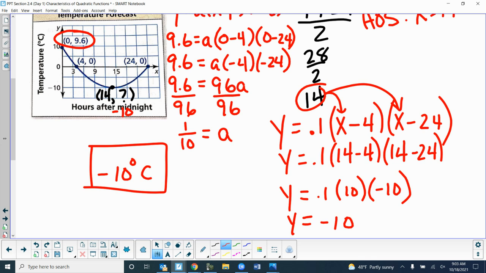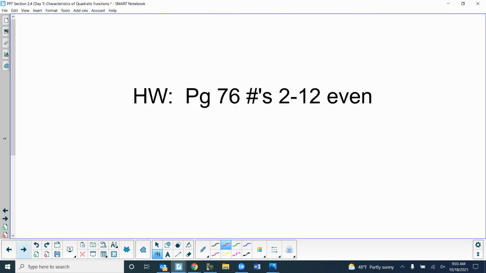Do these examples make sense? That's all we're doing tonight, those types of problems. Finding the equation of your parabola. They're going to give you vertex and a point, or the x-intercepts and a point, okay? No questions? Cool. There you go, page 76, 2 to 12 even. I gave you some time. Use it wisely.